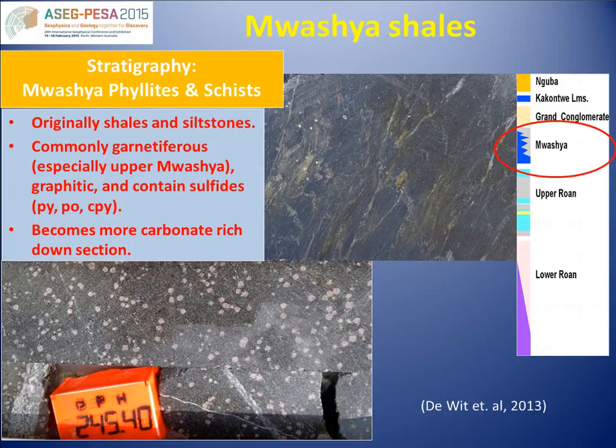Mwashia shale, on top of that, is graphitic. It's variably calcareous in places, so it's metamorphosed, where originally we believe it was shales and siltstones, and it contains quite a lot of pyrrhotite, so it has a remnant signature, and it is pretty conductive, but it's variably graphitic. It's not always extremely conductive, it depends on where you are in the stratigraphy, and it becomes more carbonate-rich down section. So it's associated with carbonates.